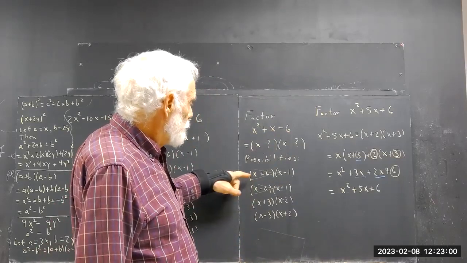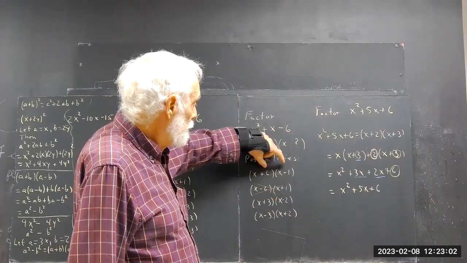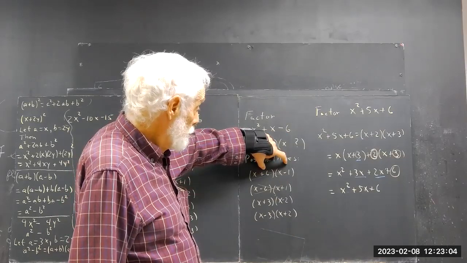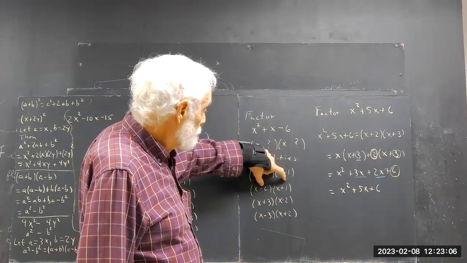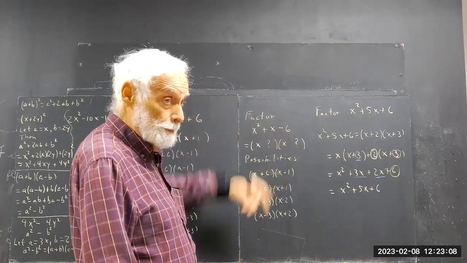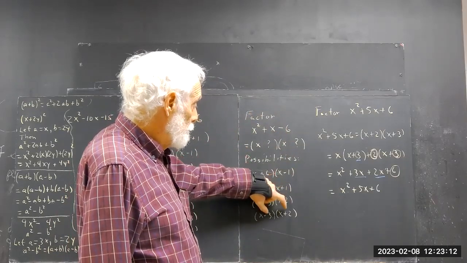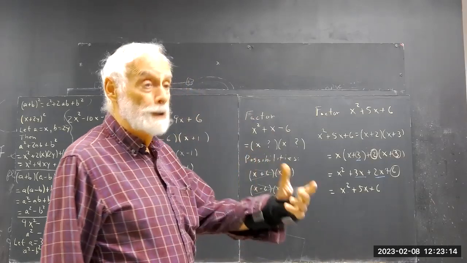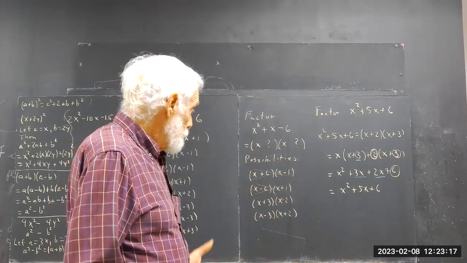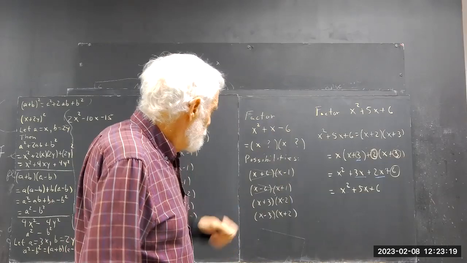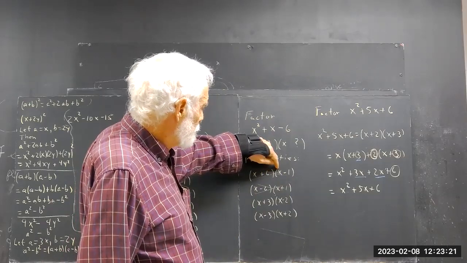Well, we write x plus 6 times x minus 1. There are 2 numbers that multiply out to -6. Or x minus 6 times x plus 1, that's not possible. x plus 3 times x minus 2, or x minus 3 times x plus 2. Okay. Well, if we look at these, we know that this is going to give us a 6x.